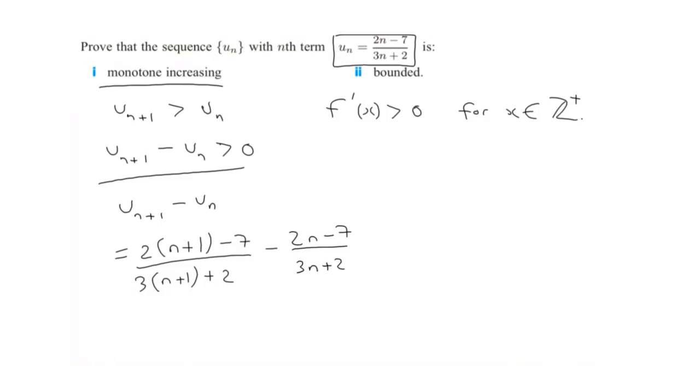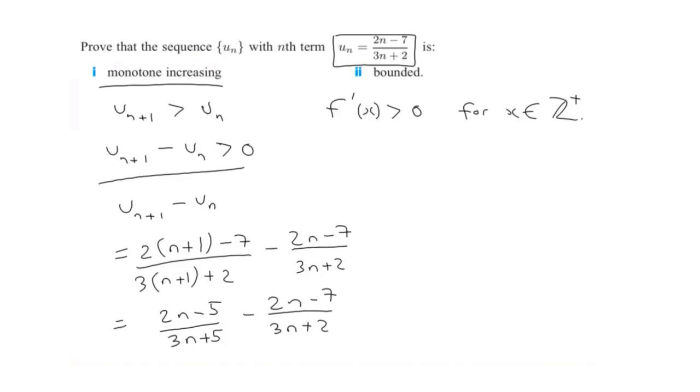And something like that. I'm going to have to do quite a lot of tidying up for this. So the first thing we're going to look at is this first term, so let's get rid of those brackets. So 2(n plus 1) minus 7 is going to be 2n plus 2 minus 7, which is 2n minus 5. 2n minus 5 in the numerator. In the denominator, 3 brackets n plus 1 is 3n plus 3, plus the 2 must be 3n plus 5. And then minus (2n minus 7) over (3n plus 2).